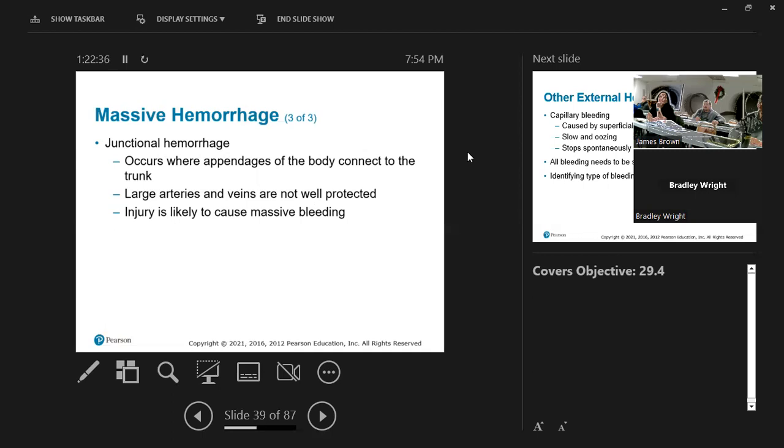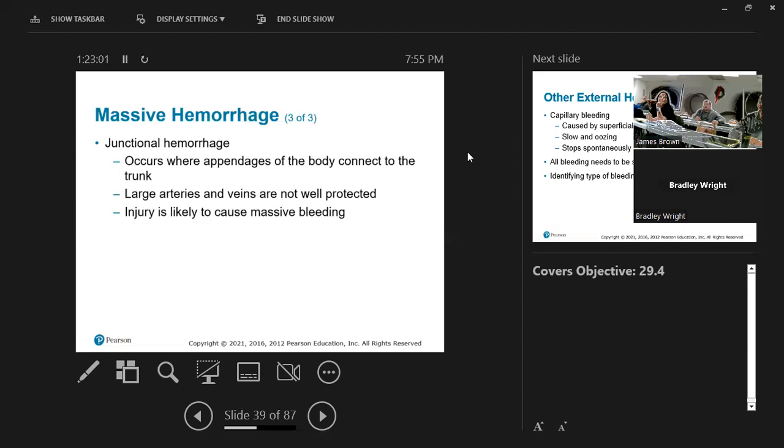So large arteries and veins are not very well protected. Like I said, you have your brachial arteries that run underneath there. You got your femoral arteries that run in the groin area. They also connect right up at the groin. So things to be cognizant about. Injuries to those areas will cause massive bleeding.